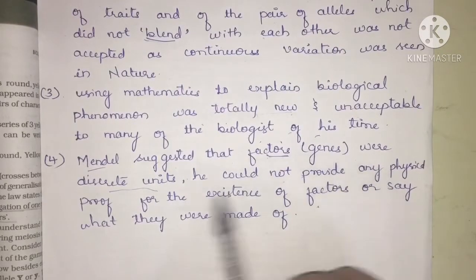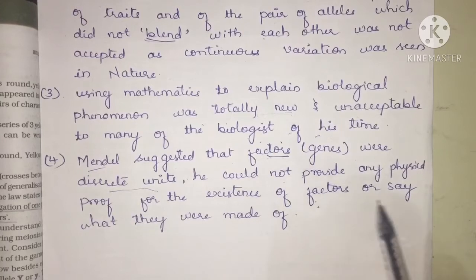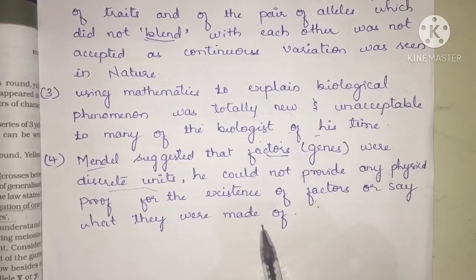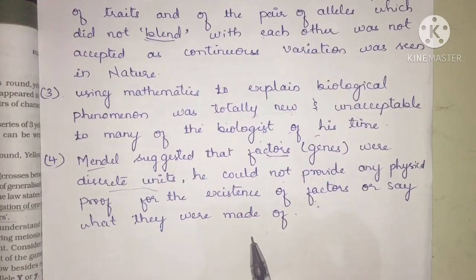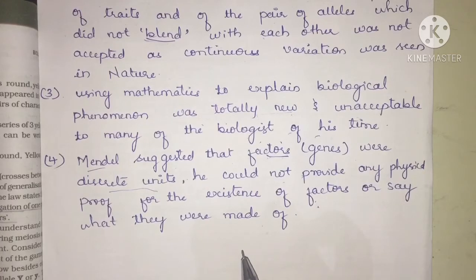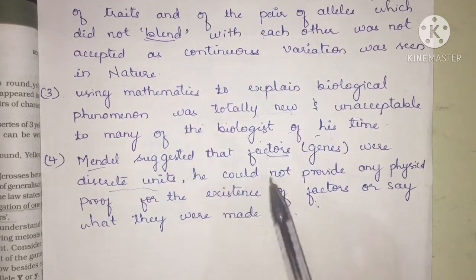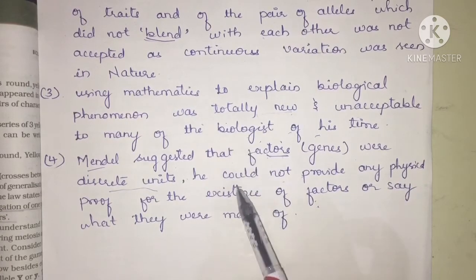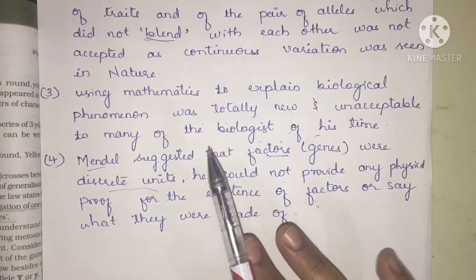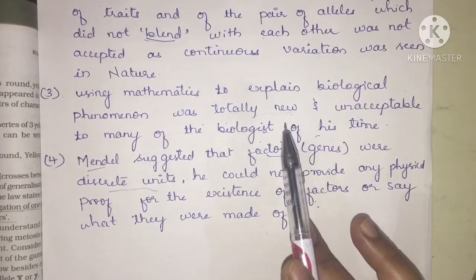He could not provide any physical proof for the existence of factors, or say what these factors were made up of, where they are present, how they are present, and what they consist of. All these questions were not answered by Mendel. He said that something is getting transferred from parents to offspring. What is that something? It is factors. That's it. He has said that.